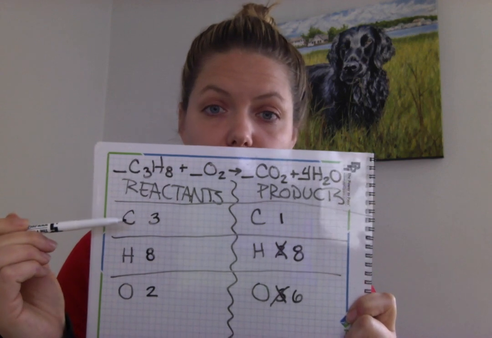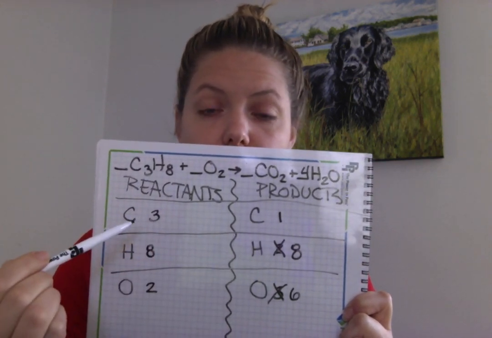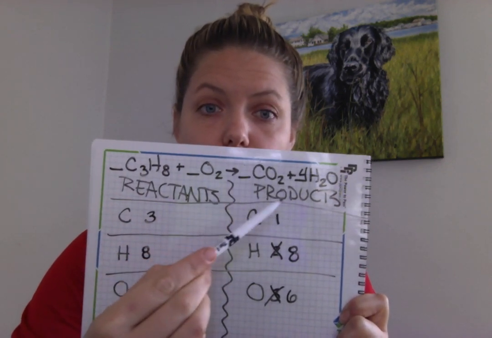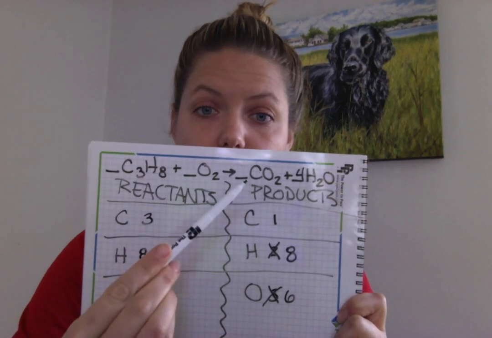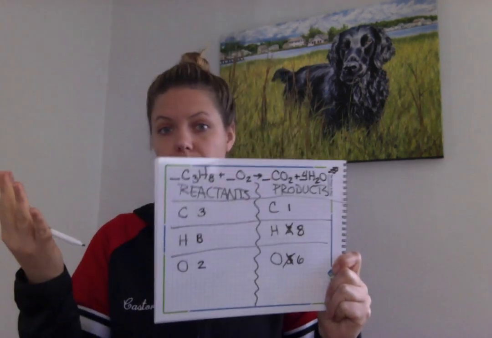So the next one I'm going to try to tackle, now that our hydrogens are happy, is this carbon up here, all right? So we have 1 carbon here and 3 carbons here. So what can I put in front of CO2 to get 3 carbons, all right? Because we want it to match up. So 1 times what gives you 3? 3.